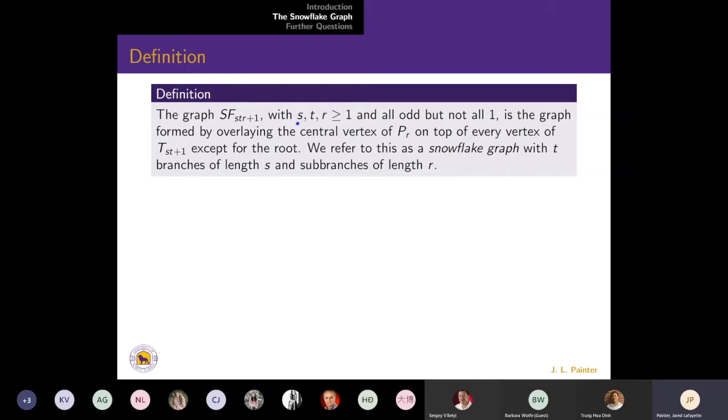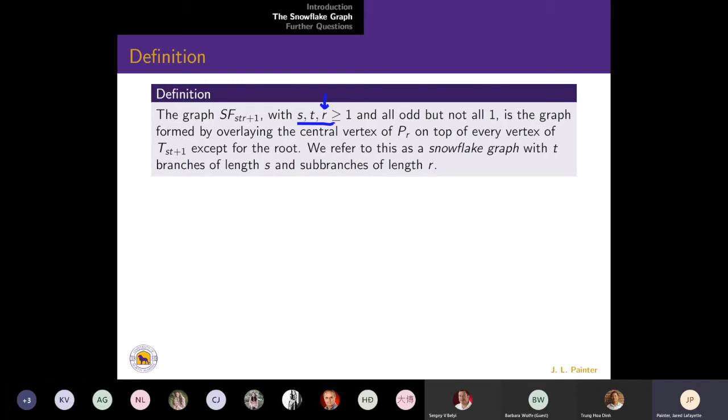I should say that I don't have to require S, T, and R to be odd to really define the snowflake graph. The one thing that I do have to have being odd is this R, but S and T could potentially be even and you'd still get a snowflake graph, but I'll talk more about that at the very end.